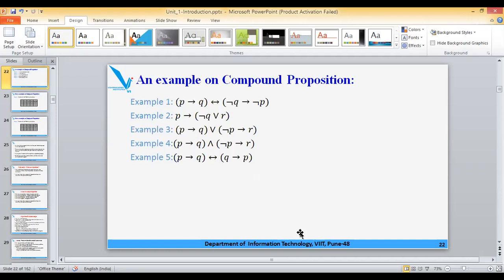And the fifth one is the bidirection. Bidirection suggests that when P gives Q and Q gives P are true, then P bidirection Q is true. So the cases are when both propositions are true or both propositions are false, then it is true. So this is all about compound propositions.